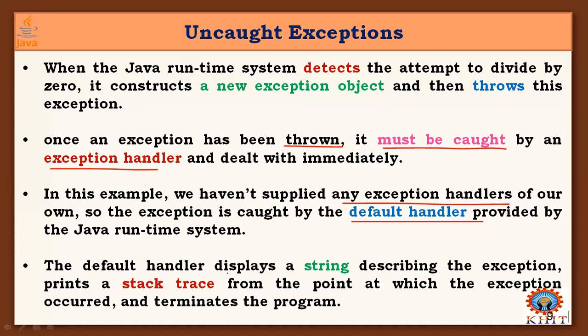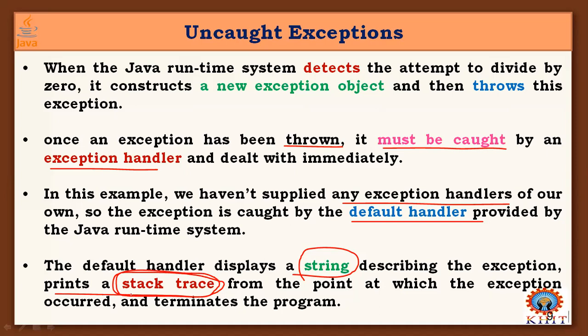So the default handler displays a string. Remember this point very well. It displays that exception generated by your program in the form of a string. And this string describes the exception and prints a stack trace. This is also important. Remember this one, and we will talk more about this.